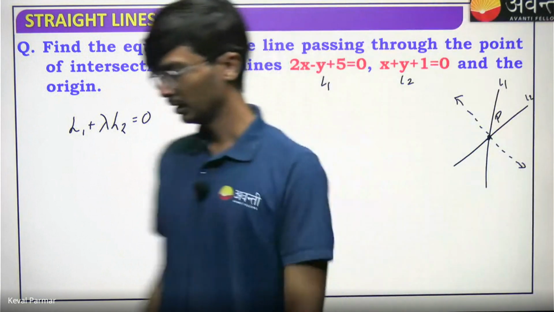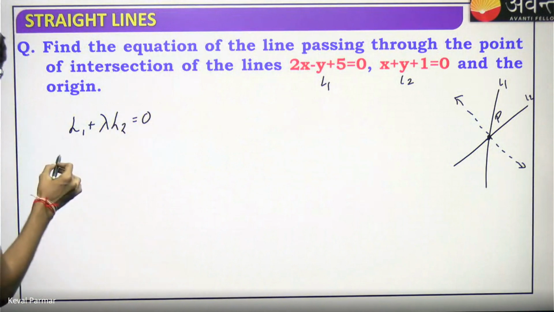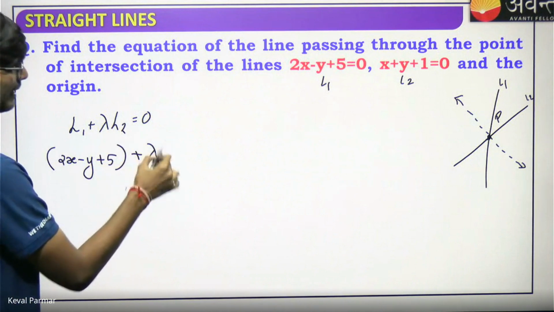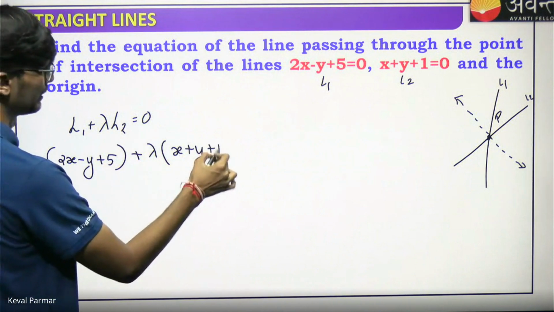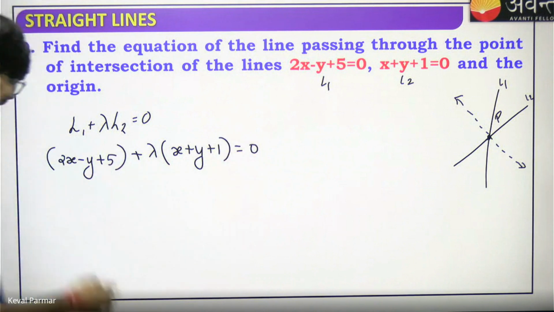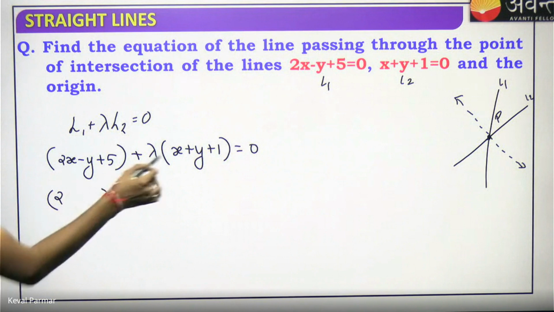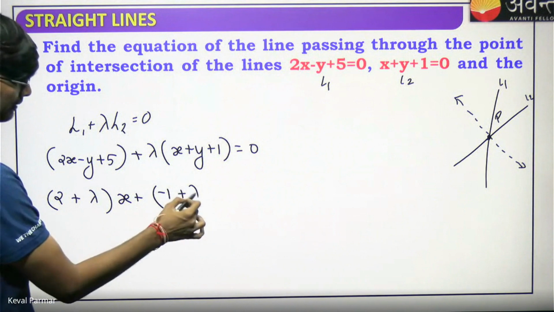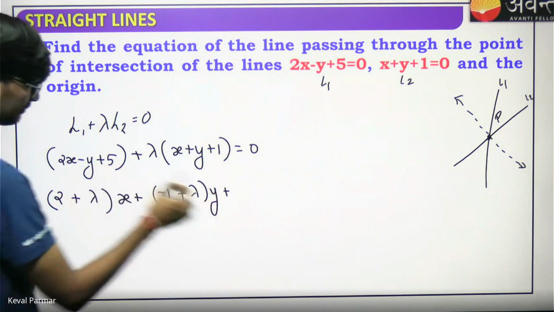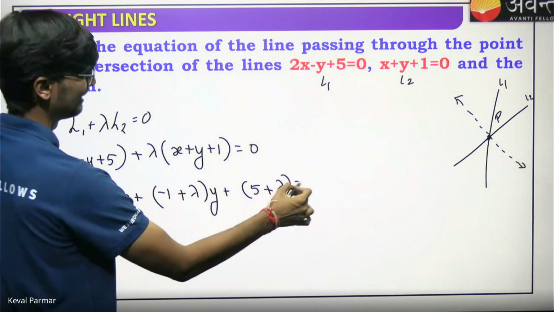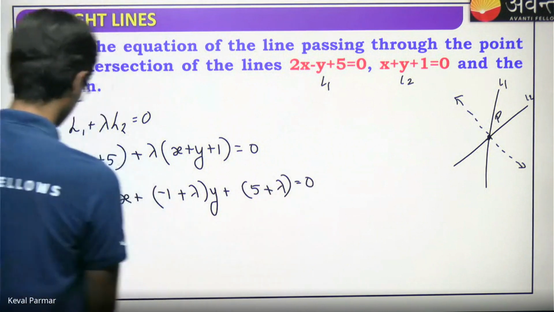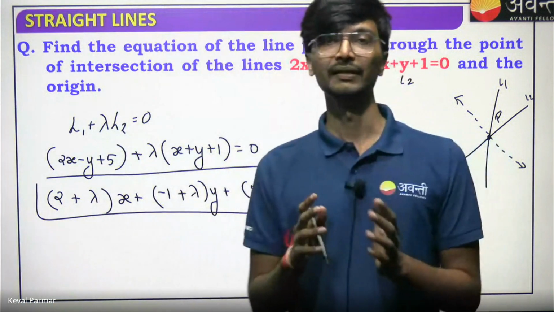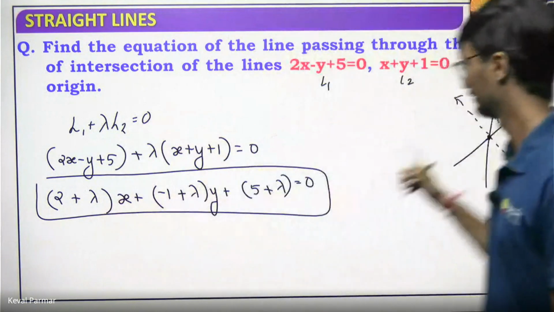Let us substitute the values. We'll write 2x minus y plus 5 plus lambda times x plus y plus 1 equals 0. Let us segregate the x coordinates. Here the coefficient of x is 2 plus lambda, the coefficient of y is minus 1 plus lambda, and the constant term is 5 plus lambda equals 0. So this equation represents all the lines which are present in this family.